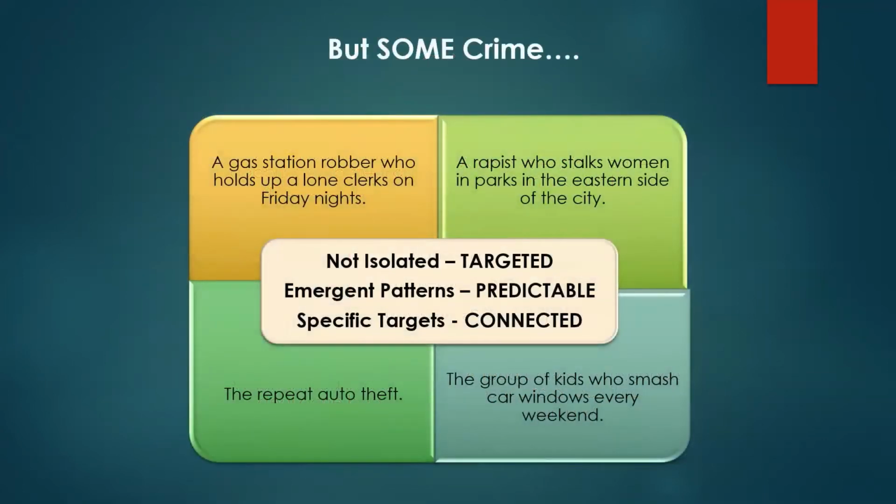What we're interested in, in law enforcement analysis, are those crimes that are not isolated, the ones that are targeted, predictable, and connected. Some examples of this would be a gas station robber who holds up a lone clerk on Friday night, or maybe a rapist who stalks women in parks on the eastern side of the city, right? Or the group of kids who smash car windows every single weekend, that repeat auto theft, right? So these are the things where we really try to understand the pattern of offending so that we can predict the next event, okay?